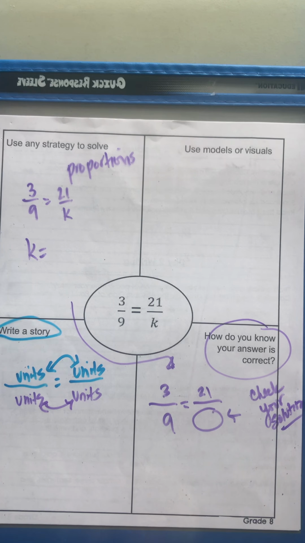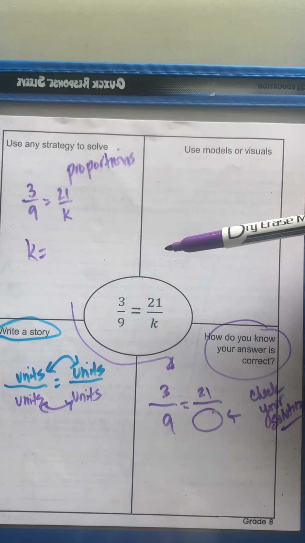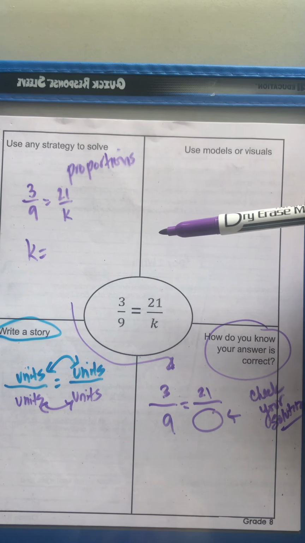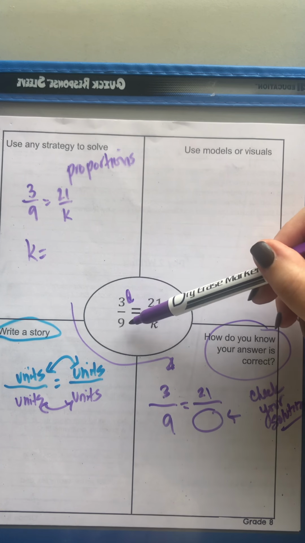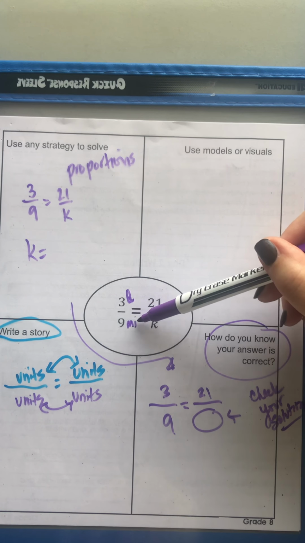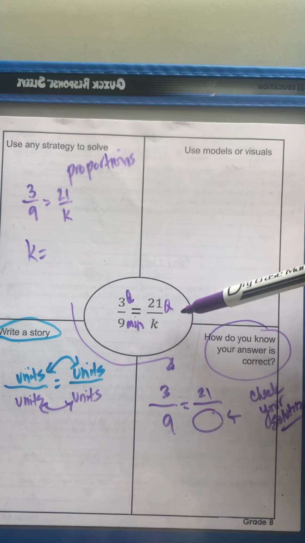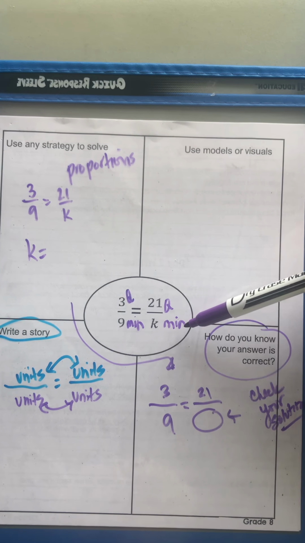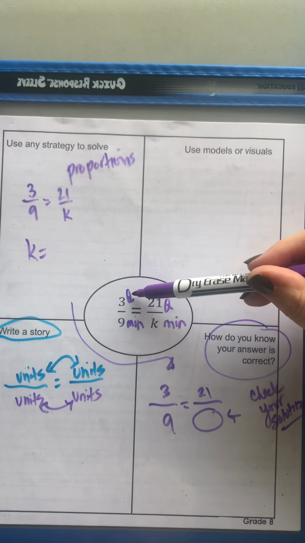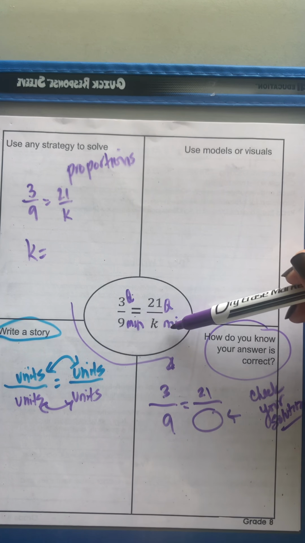Let me think if I can think of one off the top of my head really quick. For every three questions I get, I can answer in 9 minutes. So if I get 21 questions, how many minutes will it take me to answer them? So that's an example. See how these questions are the same, minutes are the same.